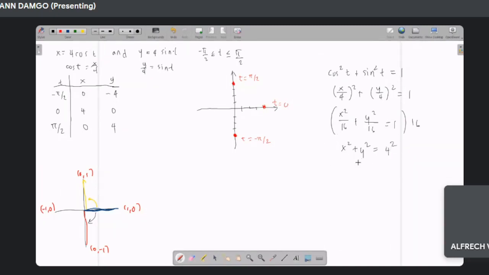Okay, so this is the Cartesian equation. With this form, this is a circle. But since t is restricted between negative pi over 2 to pi over 2, this is a semicircle. So it is not a full circle, because t is restricted. Okay? Question?